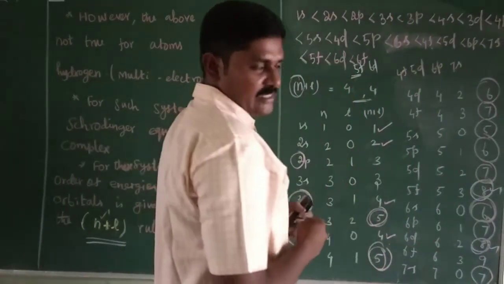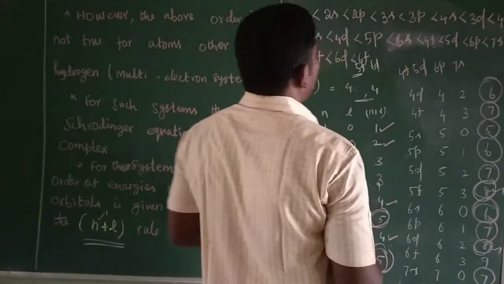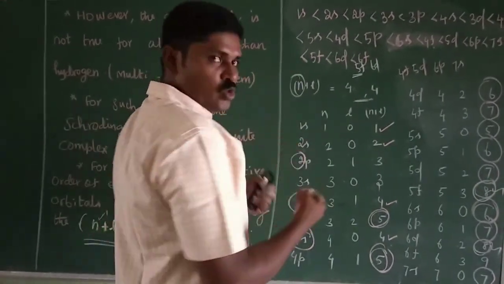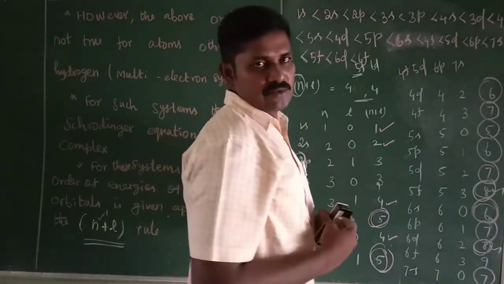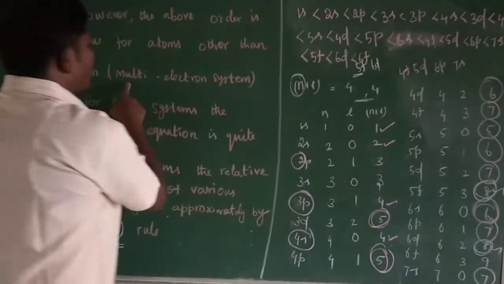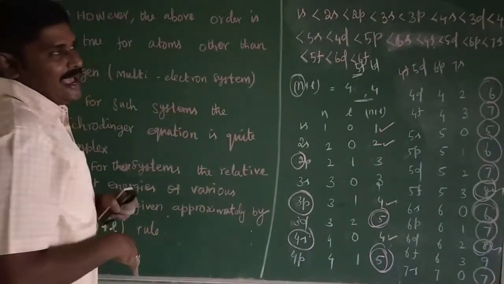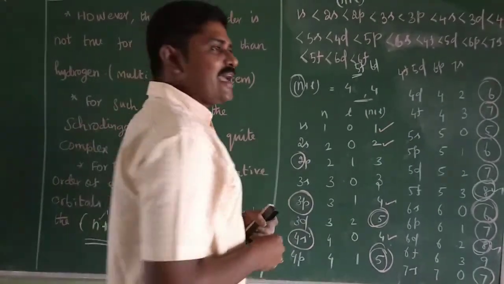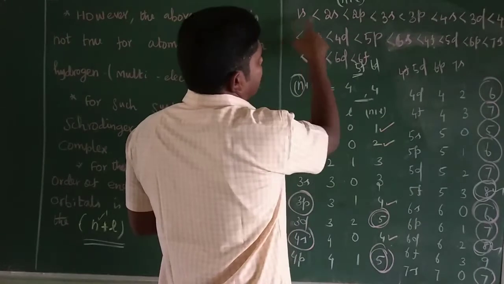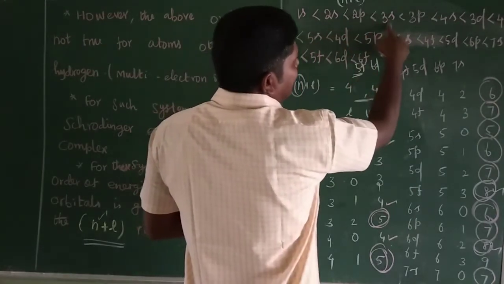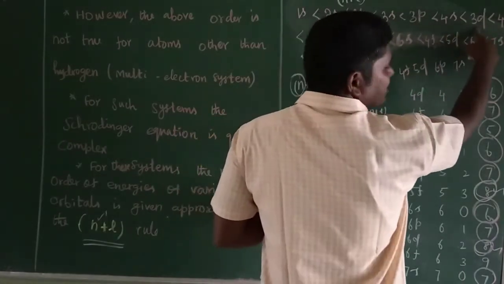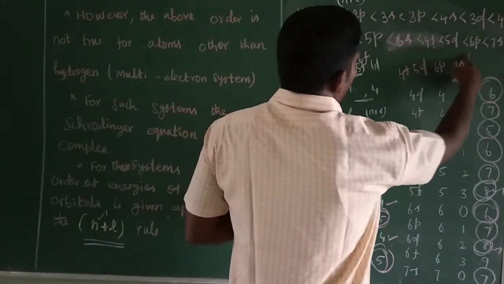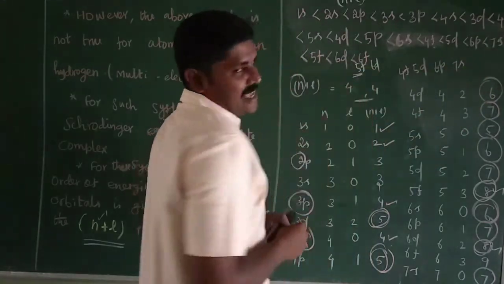According to the n plus l rule, this is the increasing order of energy of orbitals. This order is obeyed in hydrogen atom only; in a multi-electron system, the above order fails. In the n plus l rule, the increasing order of energy is 1s, 2s, less than 2p, less than 3s, less than 3p, less than 4s and 3d, 4p, 5s, 4d, 5p, 6s, 4f, 5d, 6p, 7s, and 5f, 6d, and 6f.